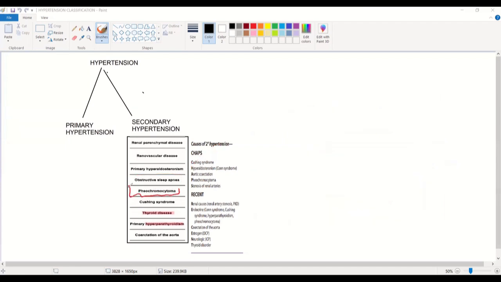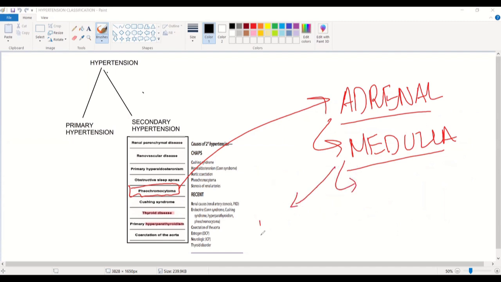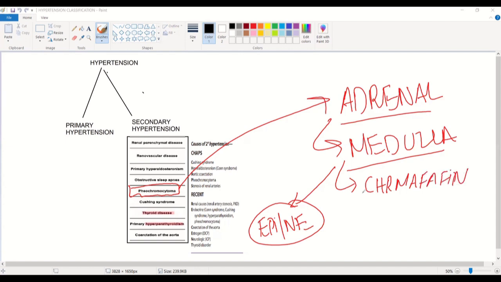Okay, pheochromocytoma. The pheochromocytoma is a tumor of which gland? Adrenal. Which area? The medulla, right? It will secrete epinephrine and norepinephrine. There is a cell called chromaffin cell in the medulla. So this epinephrine and norepinephrine will lead to increased blood pressure.